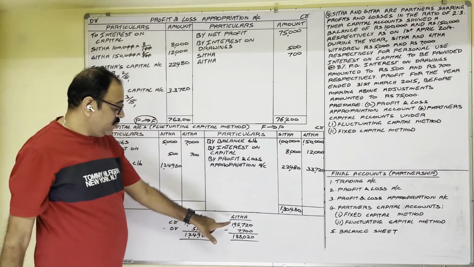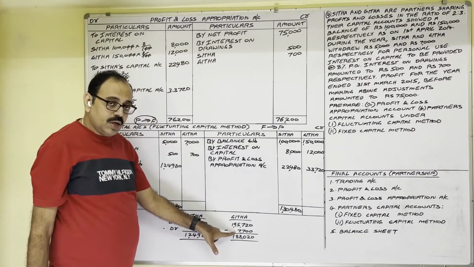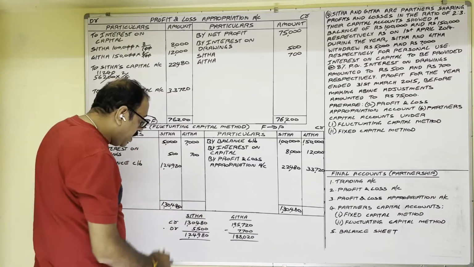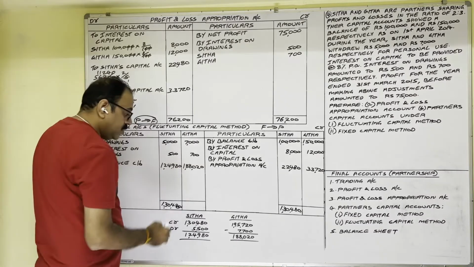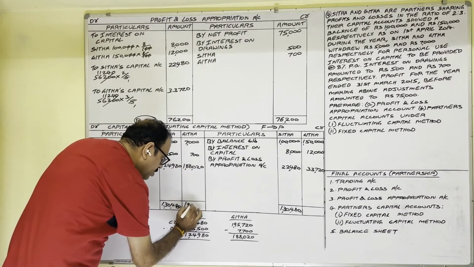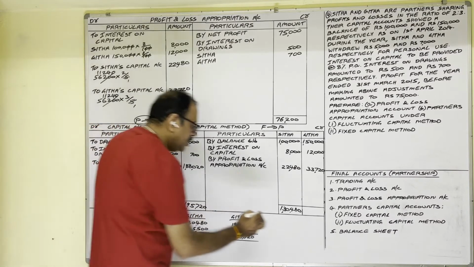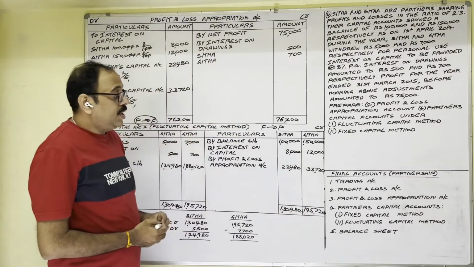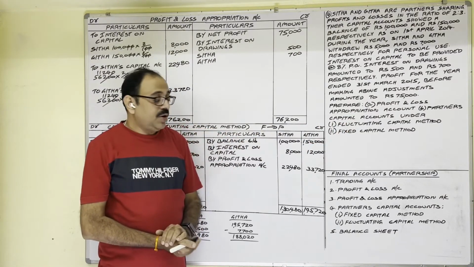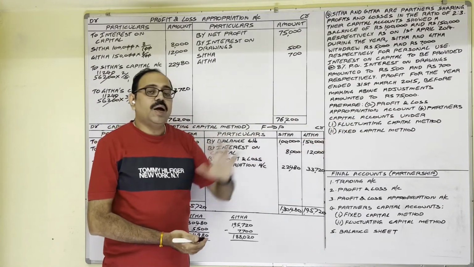Geeta, same no? Credit total is more than debit total. So on the debit side only, this balance carried down we should write, 1,88,020 rupees. Total, highest total 1,95,720. Credit side also same. Capital accounts under fluctuating capital method completed. Next, come to capital accounts under fixed capital method.